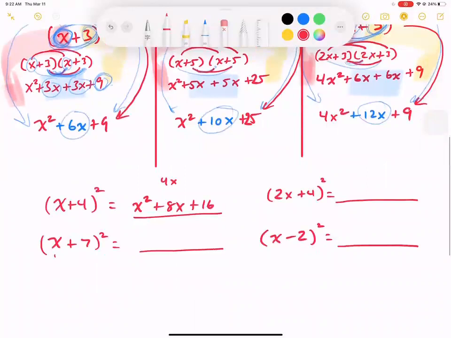We square the front. We square the back. And we double the middle. What's double of 7? 14x.